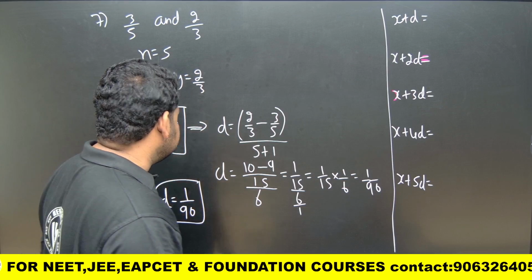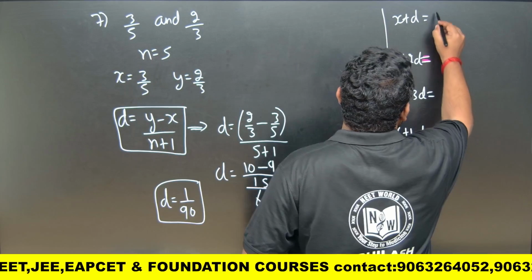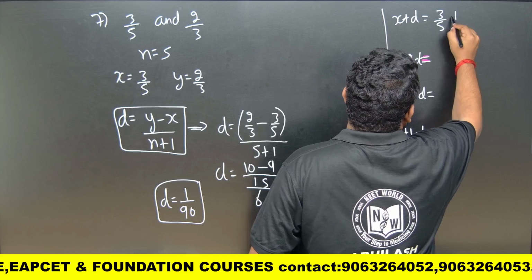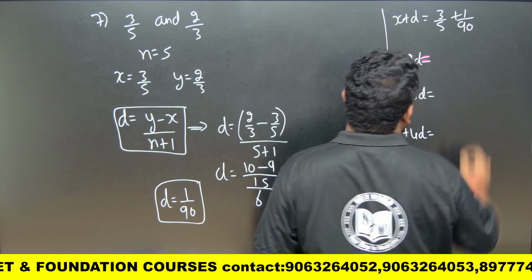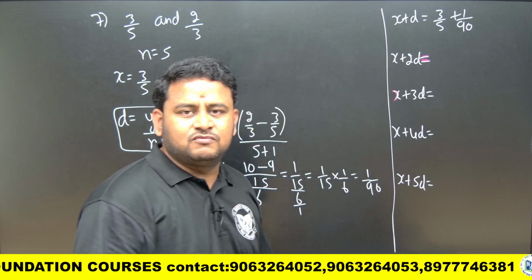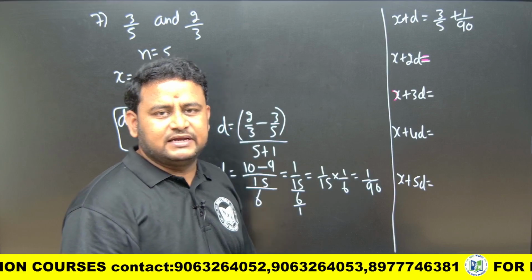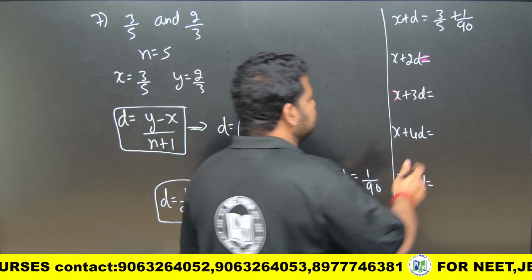So, x plus d. X is 3 by 5 plus 1 by 90. 90 and 5, the LCM is what? LCM is 90 itself.